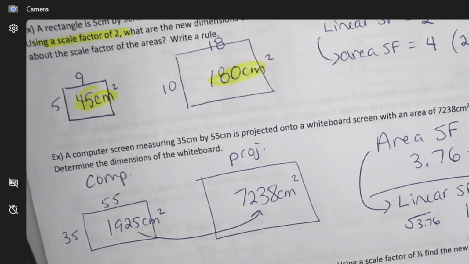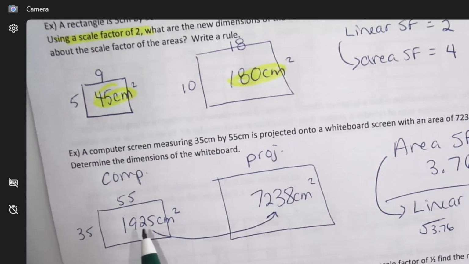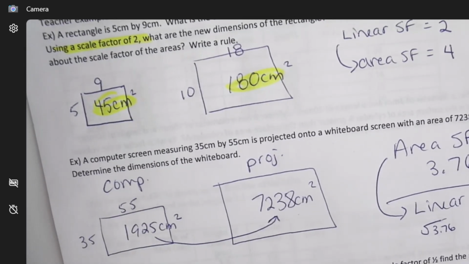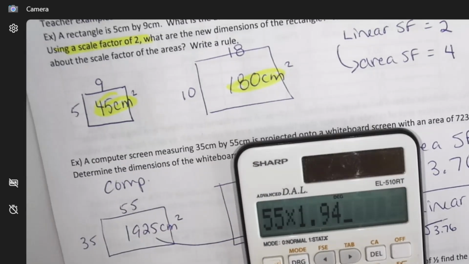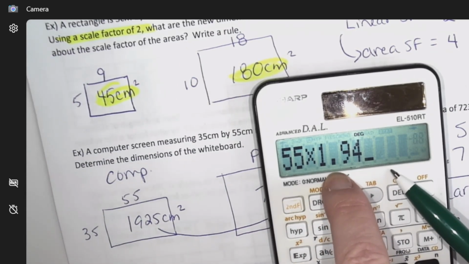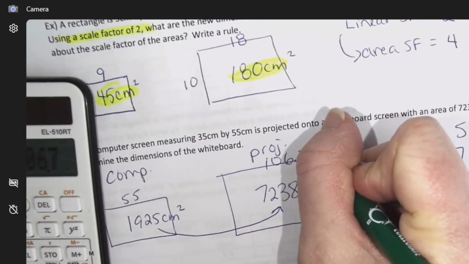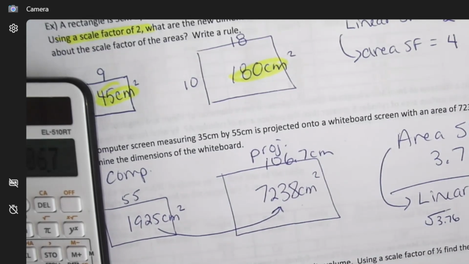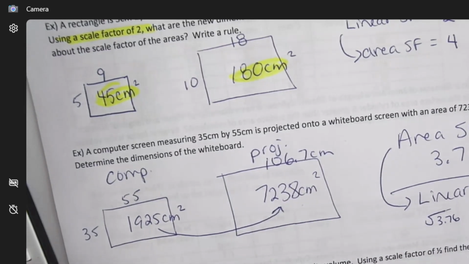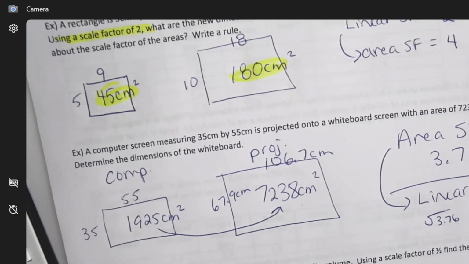So the sides need to be 1.94 times bigger. The area is this much bigger, so the sides are this much bigger. Okay, so what does 55 turn into? So if I take 55 and I make it 1.94 times bigger, so I'm timesing, 106.7 centimeters would be that dimension. And 67.9 centimeters on that one.